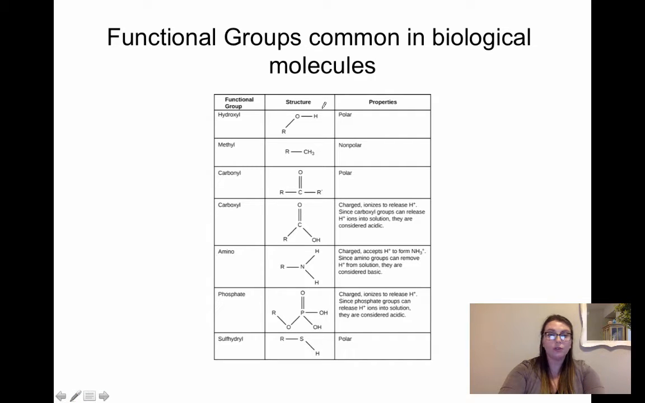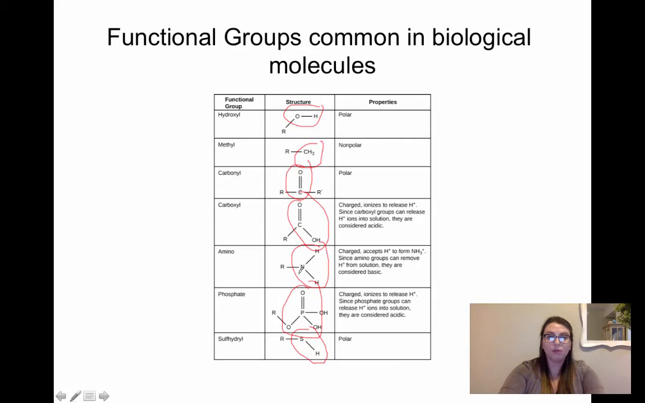So our first functional group is hydroxyl, and that's an OH. We have methyl, which is CH3. A carbonyl is a C double bonded to an O. Carboxyl, which is COOH. An amino group, NH2. We have our phosphate, and then our sulfhydryl.